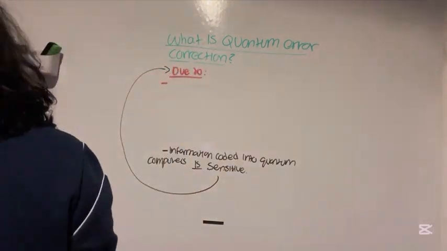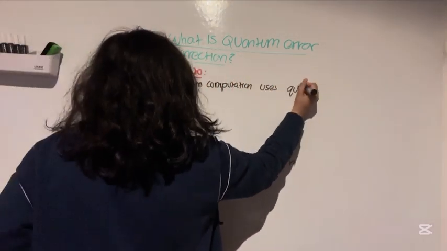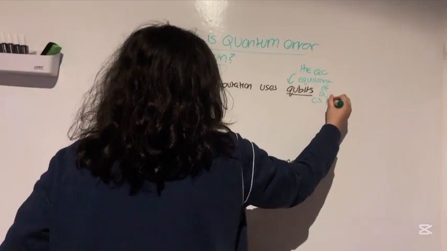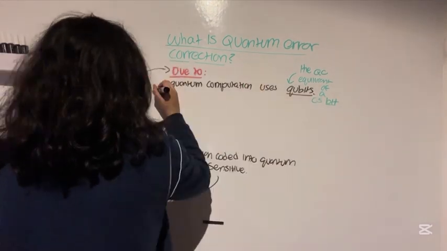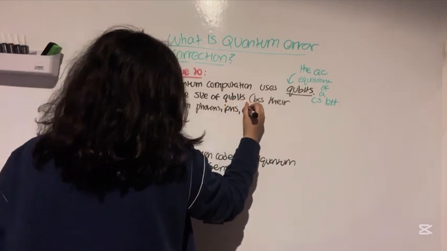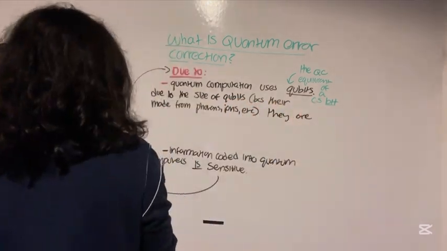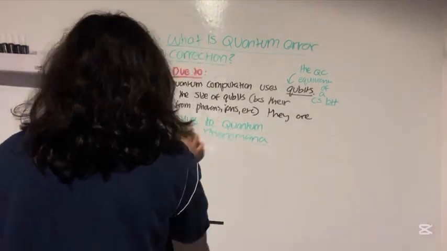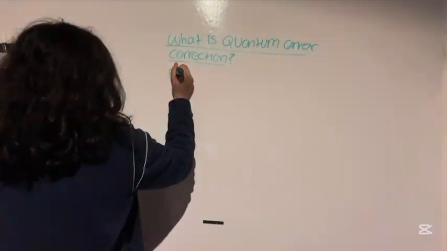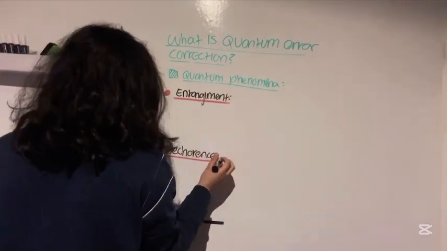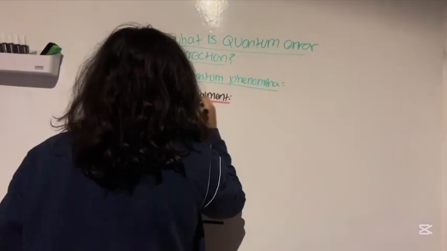This is due to the fact that quantum computation uses qubits, which are the quantum computational equivalent of a computer science bit. Qubits are typically made of particles such as photons or ions. These particles are subatomic and therefore are sensitive to quantum phenomena. There are two quantum phenomena that make them sensitive. The first one is entanglement, and the second one is decoherence.